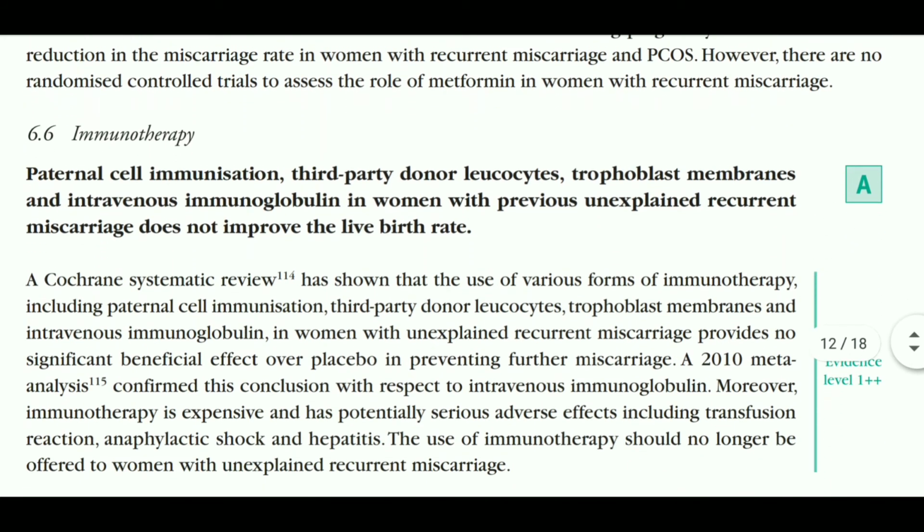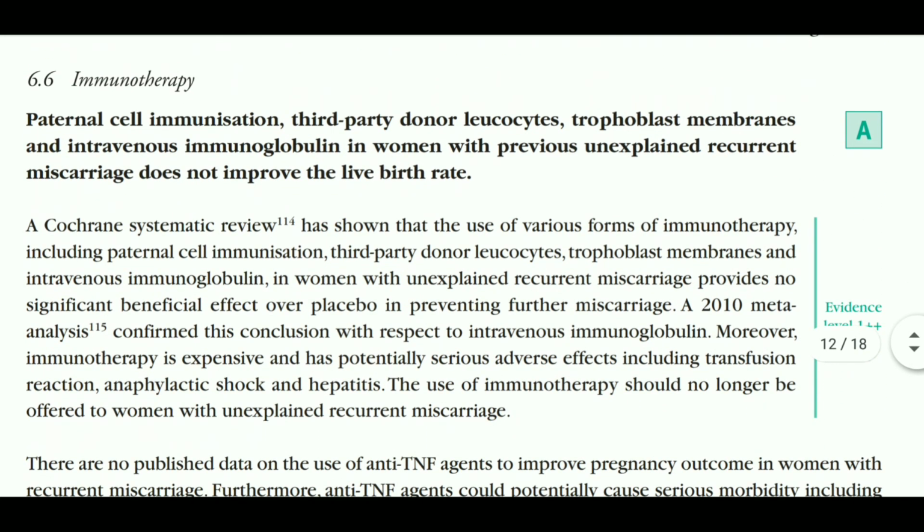Now, immunotherapy. Paternal cell immunization, third-party donor leukocytes, trophoblastic membrane, and intravenous immunoglobulin in women with previous unexplained recurrent miscarriages do not improve the live birth rate.